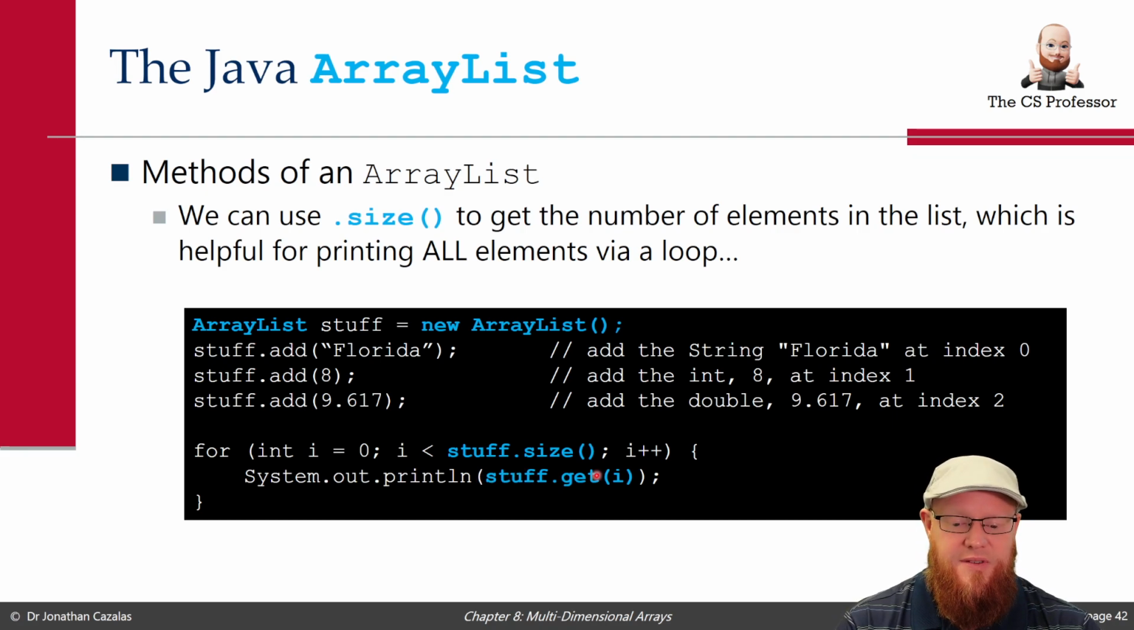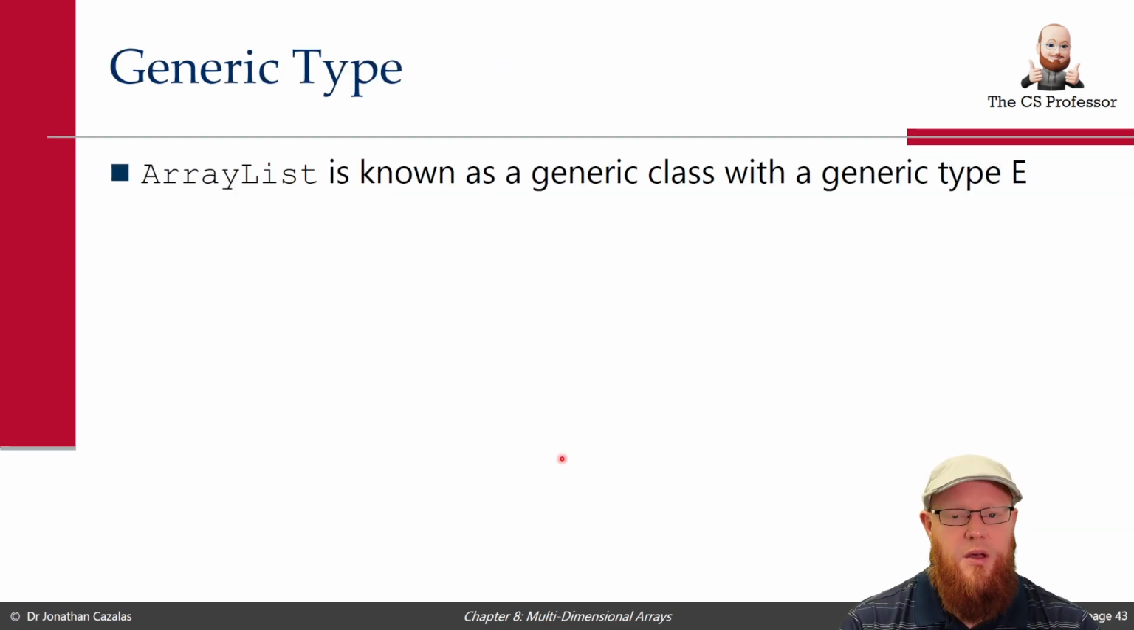We print stuff.get at index i. So at index 0, we're going to print Florida. We get the value at index 1, which is an 8, and then we get what's in the stuff array list at index 2, and we print that as well.